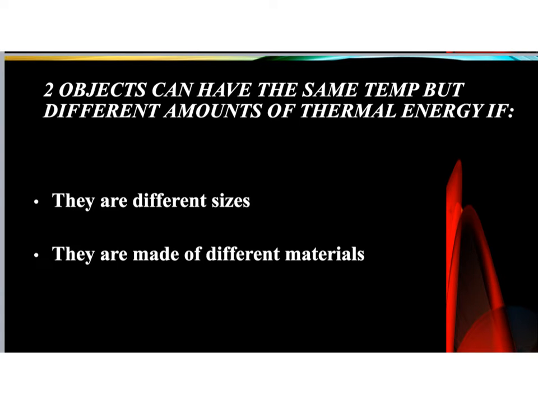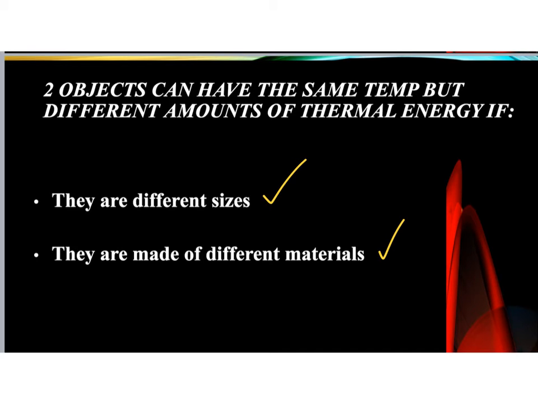So two objects can have the same temperature but different amounts of thermal energy if they meet two criteria: if they are different sizes, or they're made of different materials. Okay.